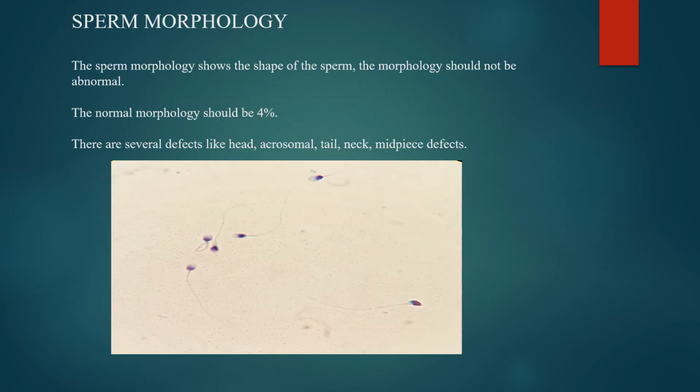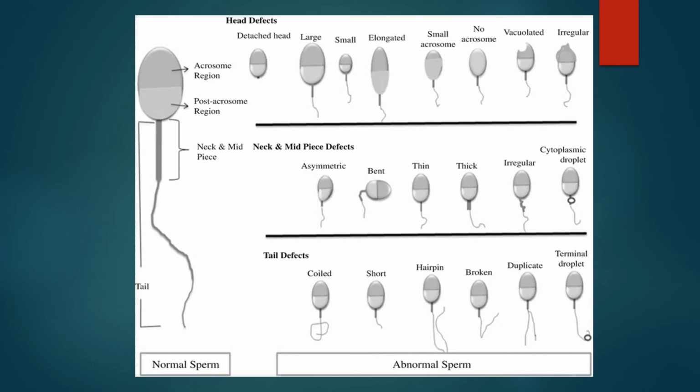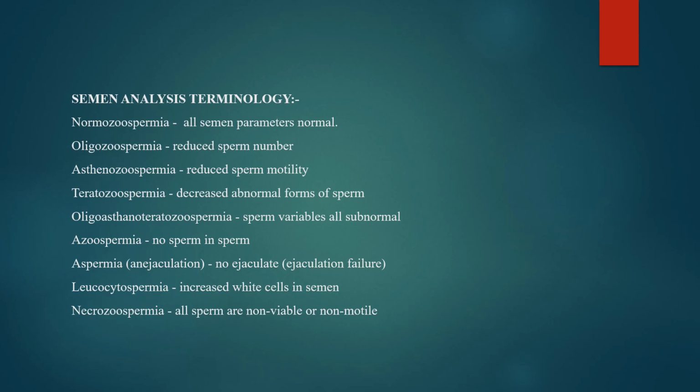Now the sperm morphology. The sperm morphology shows the shape of the sperm. The morphology should not be abnormal. The normal morphology should be 4%. There are several defects, like head, acrosomal, tail, neck and midpiece defects. In this, various defects are shown here. The head defects in this: detached head, large head, small, elongated, small acrosome is being seen here. There is no acrosome present. The vacuolated and irregular sperm.